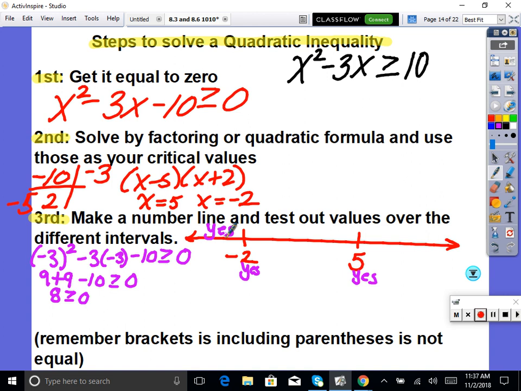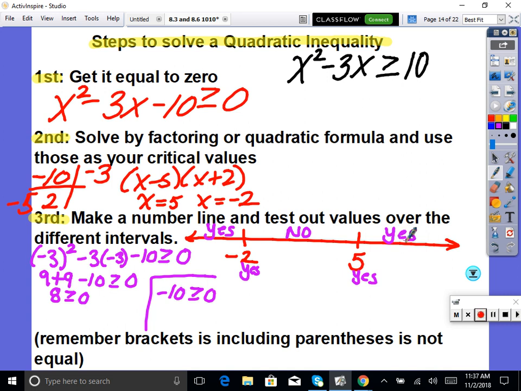Let's plug in a value between negative 2 and 5. Let's plug in 0. So that would be negative 10. Is negative 10 greater than or equal to 0? Showing my work. No, it's not. So we'd say no. And then it is going to bounce. So the next one will be a yes.